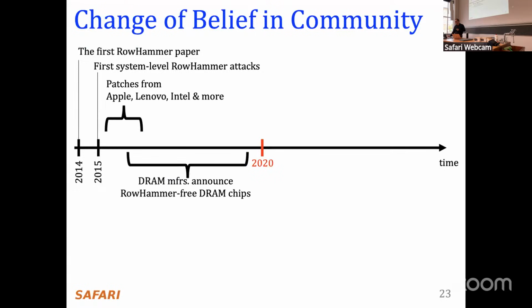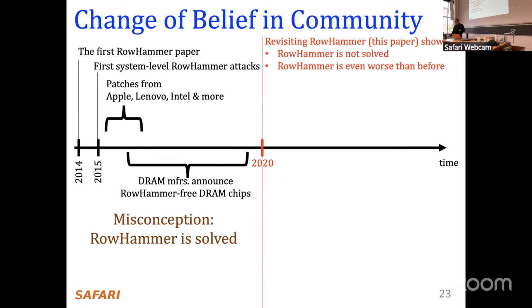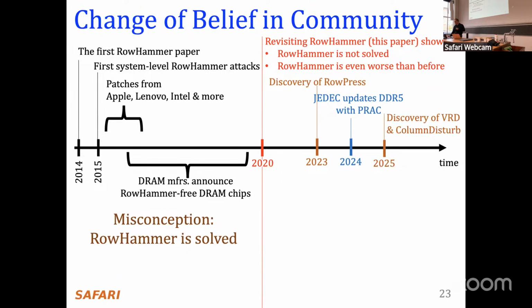This is kind of a history of what we have covered. Around 2018-19, there was a misconception that RowHammer is solved, and then we wrote this paper revisiting RowHammer, which showed that it's not solved. And then this led to other discoveries like RowPress, and also finally updating of the standards with PRAC, per row activation counting, which we will talk a little bit more about. And then we'll talk a little bit more about some of these discoveries like variable retention, variable read disturbance, which is similar to variable retention time, which you have also seen in retention, and column disturbance.